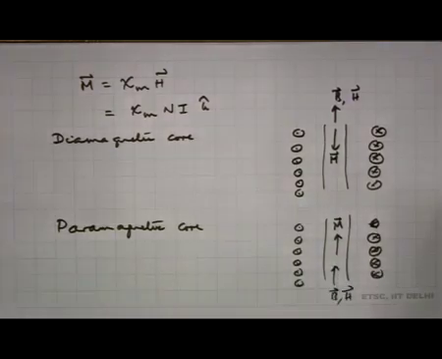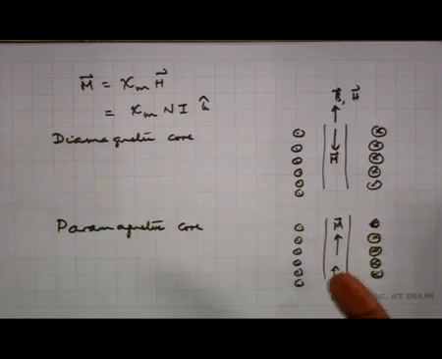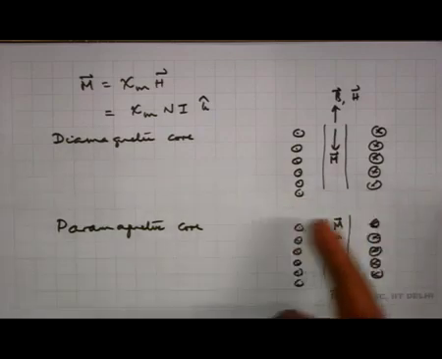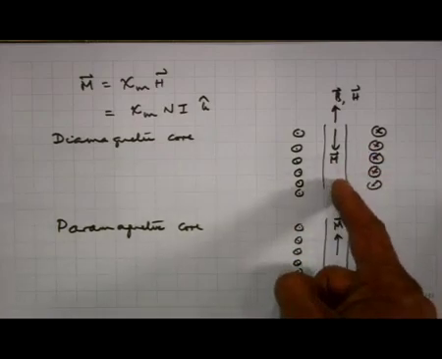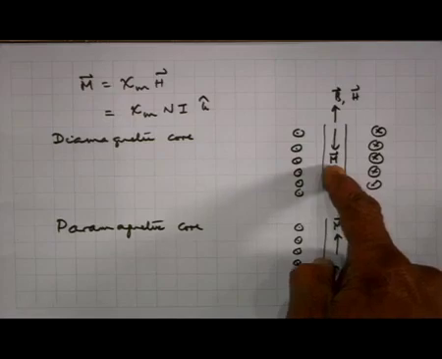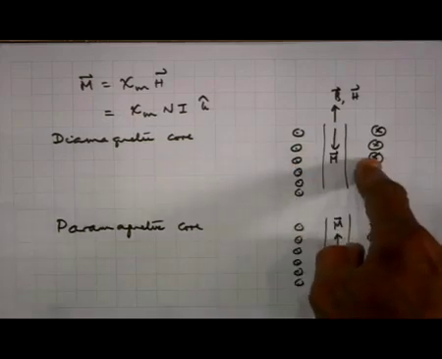In both cases, B and H are along the z direction. In this case, magnetization is opposite, and remember that this downward magnetization is actually equivalent to current in the reverse direction, and that current produces a magnetic field which is opposite to the direction of the magnetic field produced by the current carrying conductors.